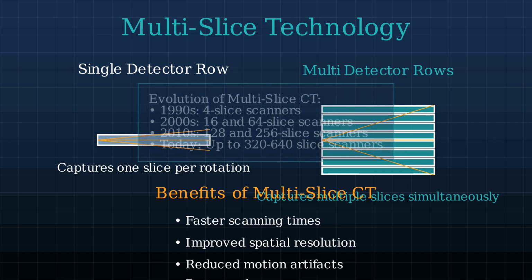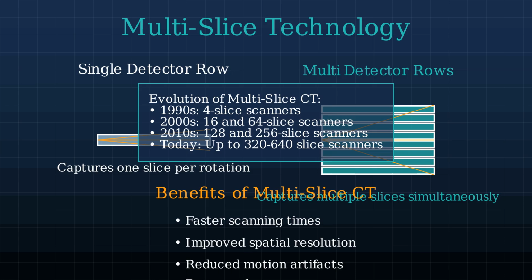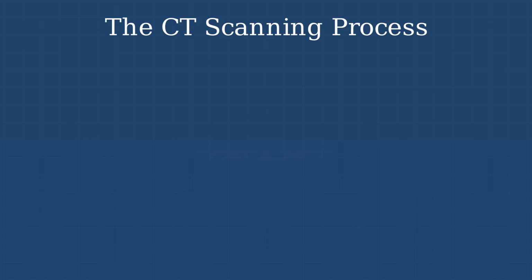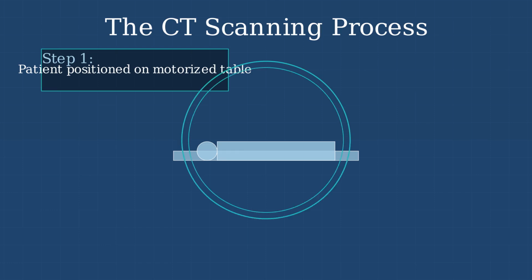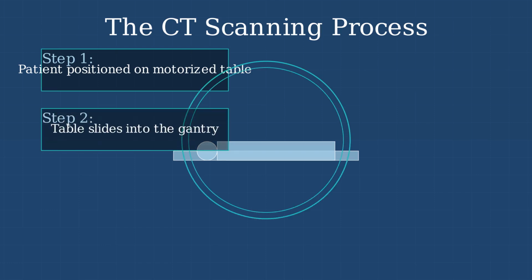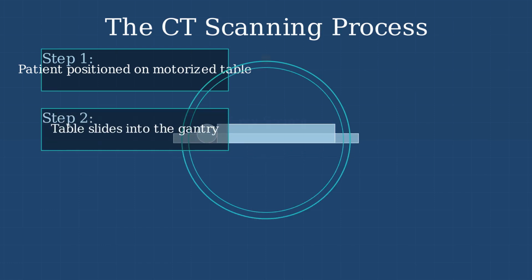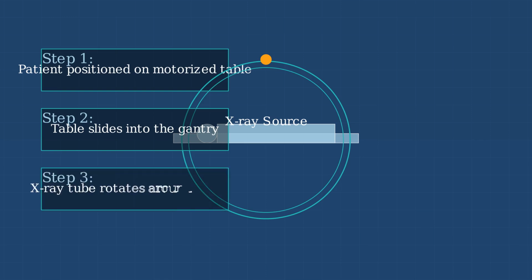The technology has evolved rapidly from four-slice scanners in the 1990s to today's advanced systems with up to 640 slices per rotation. During a CT scan, the patient lies on a motorized table. The patient must remain still during the scan to ensure clear images. The table slides into the scanner's circular opening, known as the gantry. Inside the gantry, an X-ray tube rotates around the patient while emitting X-ray beams.